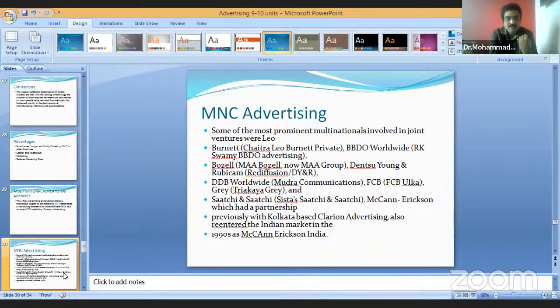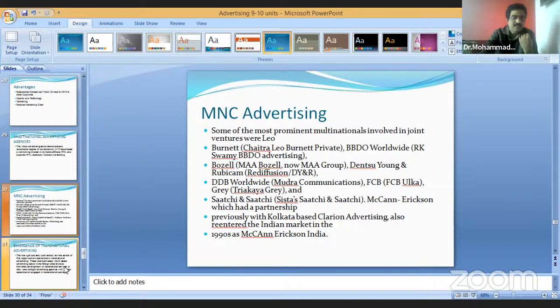Kia Gray has taken over Gray. Then Saatchi and Saatchi. McCann Erickson, which previously had a partnership with the Kolkata-based Clarion Advertising, also re-entered the Indian market in the 90s as McCann Erickson India. So these are the takeovers, and these are the things that happened.